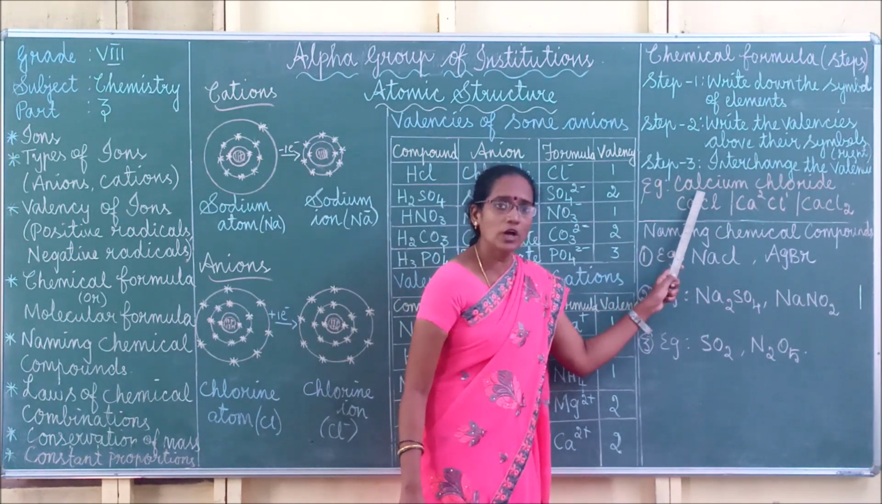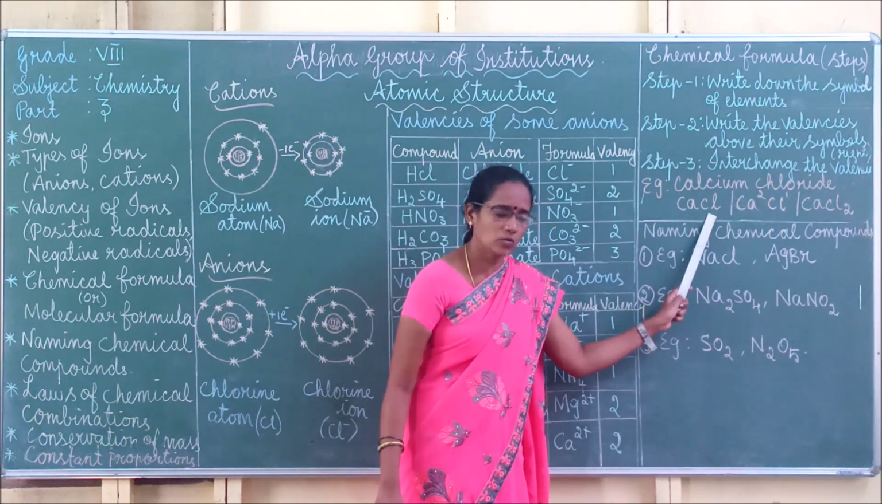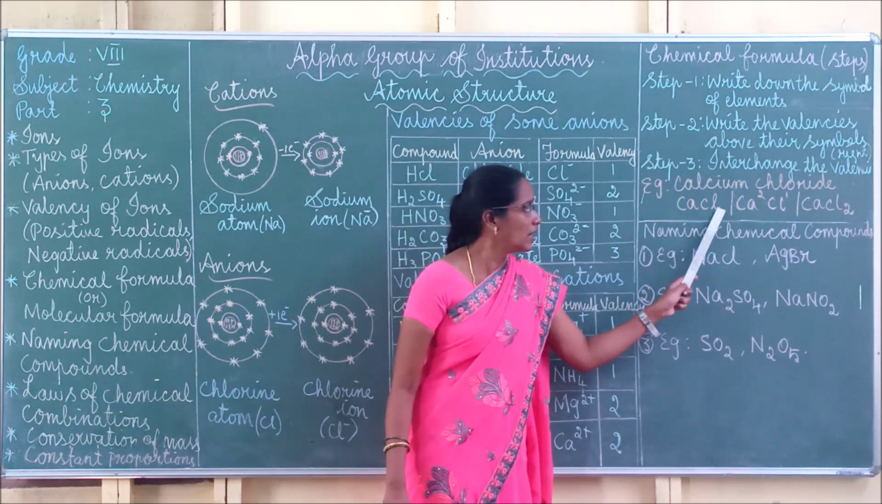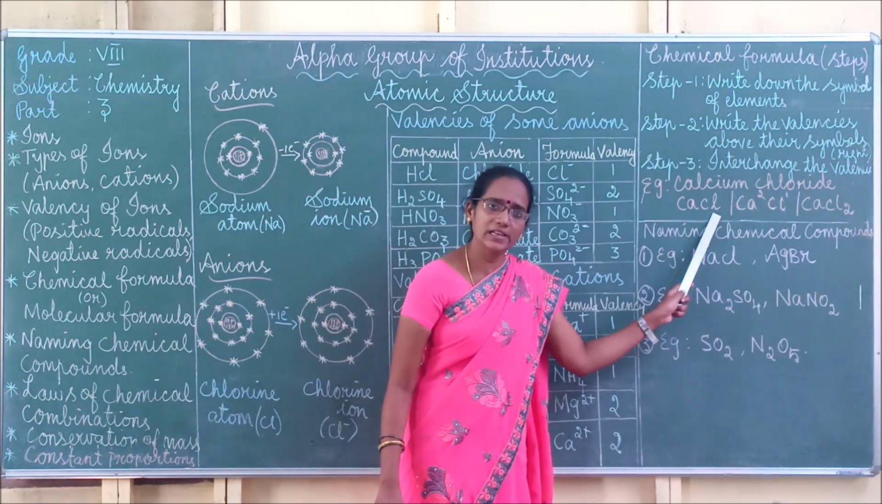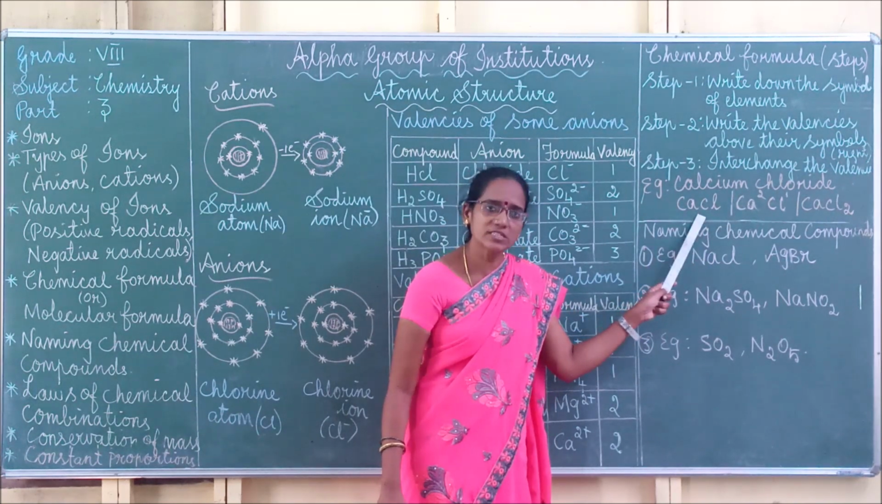So the symbol of calcium chloride is CaCl. Okay, so Ca is the positive radical. The positive radical should be on the left-hand side, and Cl is the negative radical, so it should be on the right-hand side. This is the first step.